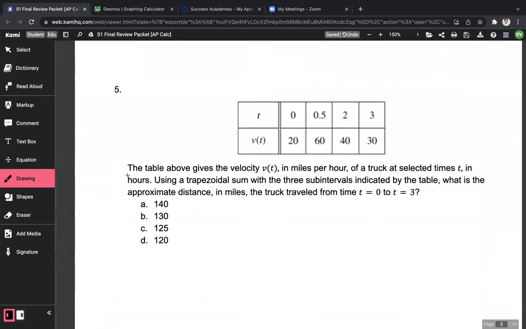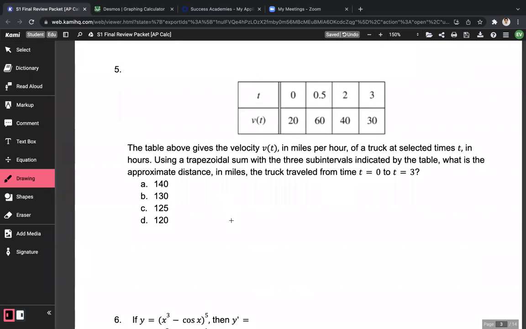Looking at number 5. Here I've got a table with some different values, velocities of a truck. I'm going to be using a trapezoidal sum, so I have to remember the formula for that. 3 subintervals which are indicated by the table. As soon as I see that, I'm going to go right up here and annotate the lengths of each of my subintervals. So I've got from 0 to 0.5. So that first subinterval is 0.5.